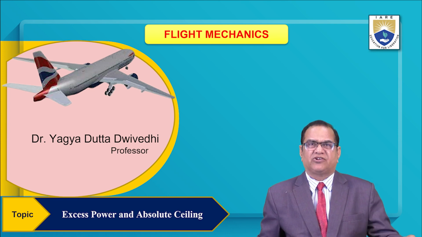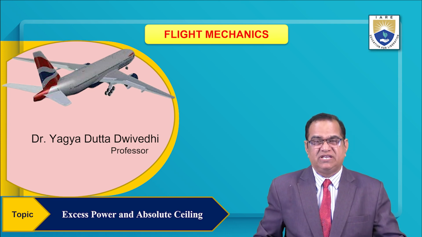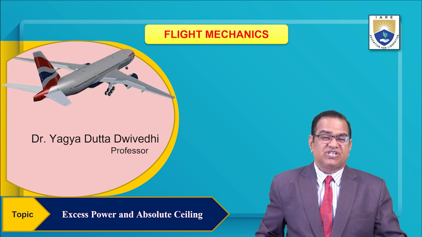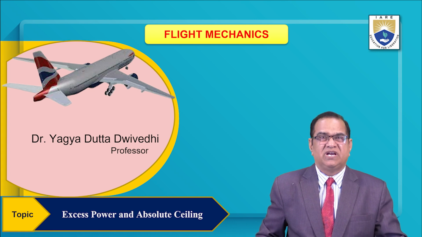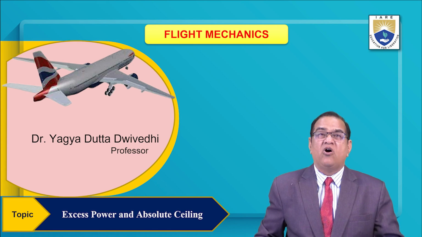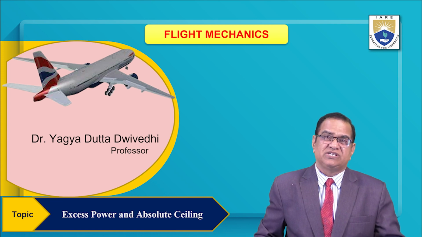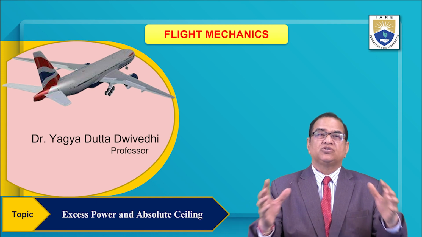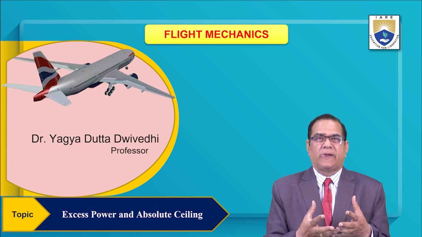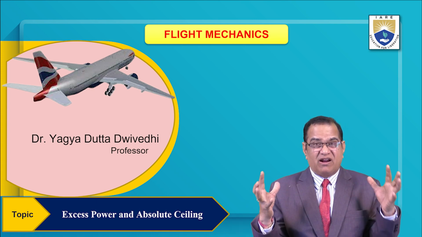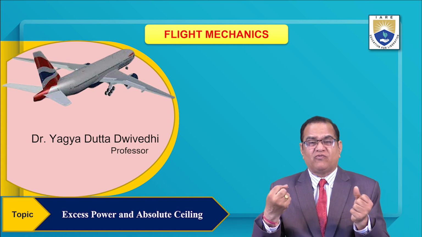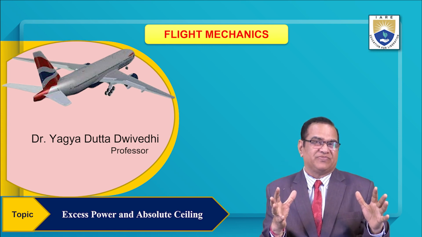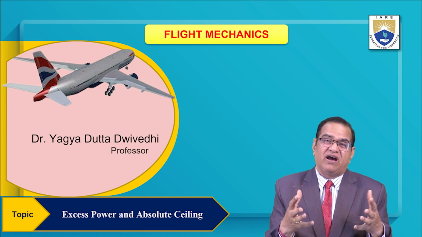Today I am going to take the topic excess power and absolute ceiling. You know that I have discussed as of now how much power is available and how much power is required. Same way, how much thrust is available and how much thrust is required. The required is from the aircraft itself. Due to the drag of the aircraft, how much force is required to counter that drag is called the thrust required or the power required.